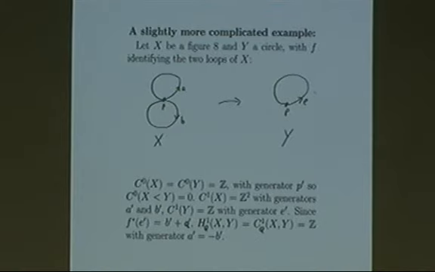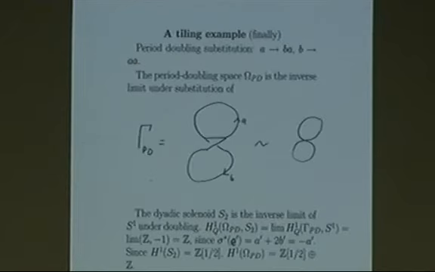Okay, so those were two pretty darn trivial examples, and you're probably wanting something that has something to do with tiling spaces. So let's move on to the next slide, which has to do with tiling spaces. What I want to look at is the period doubling substitution: A goes to BA and B goes to AA.